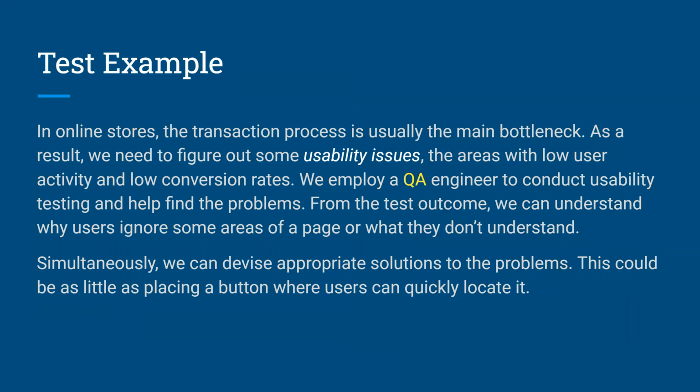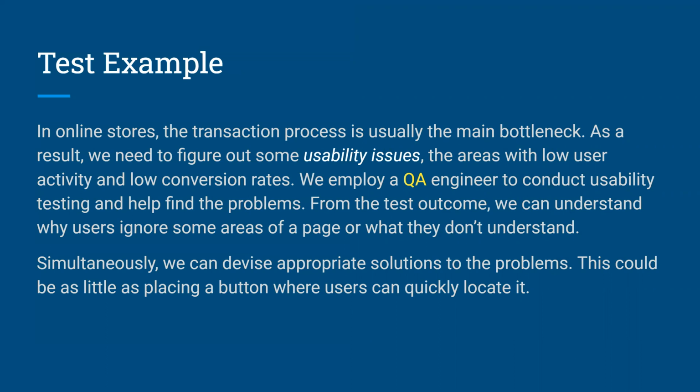An example that we have is that the transaction process is the main bottleneck for online stores. As a result, we need to figure out some of the usability issues or the areas with low user activity and low conversion rates. We employ a quality assurance engineer to conduct usability testing and to help find the issues.